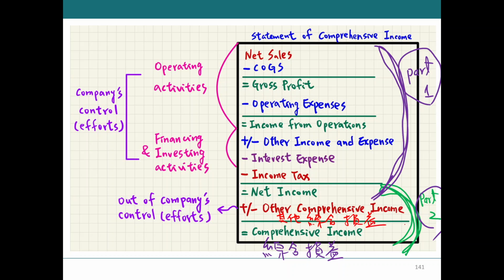Okay, any questions? No problem. So that's it for chapter 5. Let's go to chapter 6 finally. Then you can understand why some companies want to be lazy, why some companies prefer to use the periodic system, 定期盘存制.